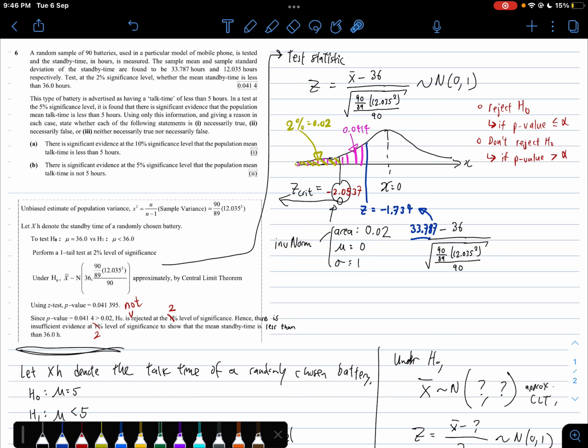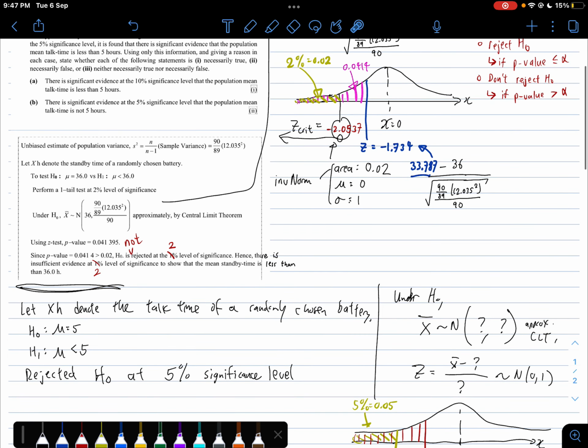So to be formal, we should let X hours denote the talk time this time of a randomly chosen battery. Then we can introduce a null hypothesis and an alternative hypothesis. Then mu is equal to 5 or mu less than 5, right? Because that's what they're testing, less than 5 hours.